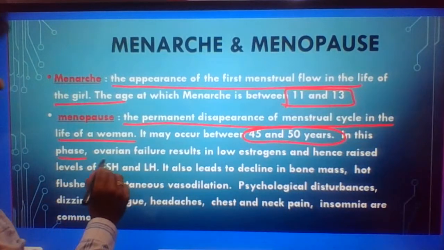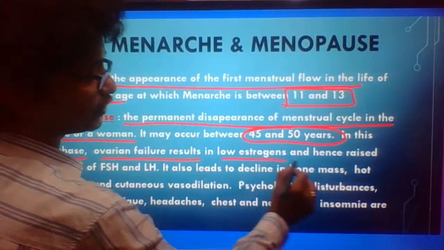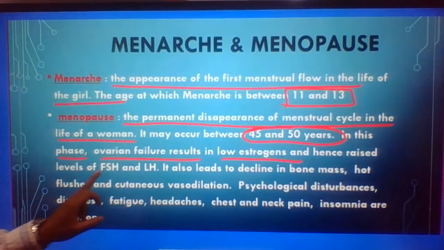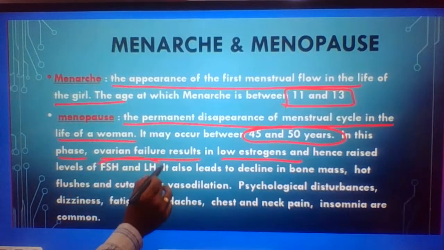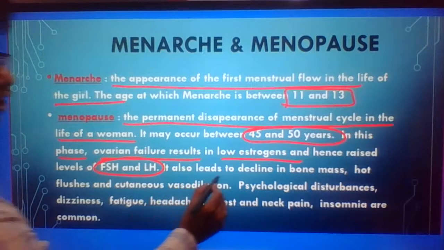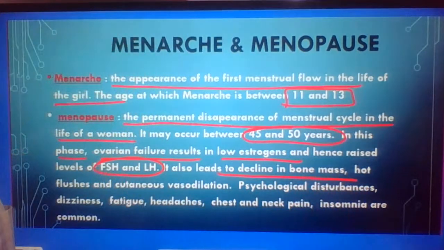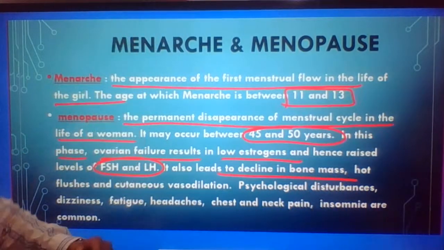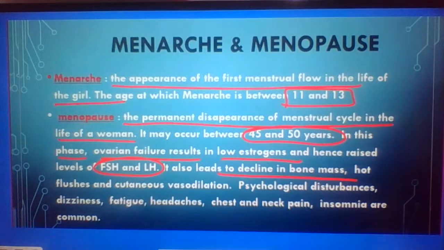In this phase, the ovarian follicle results in low estrogen and hence raised levels of follicle stimulating hormone and luteinizing hormone. These two hormones play a very important role. It also leads to decline in bone mass. ஏன்னா மெனோபாஸ்ல அவங்களோட bone density, bone mass படிப்படியா கம்மி ஆகிட்டு வரும்.